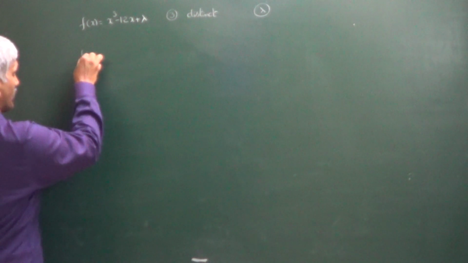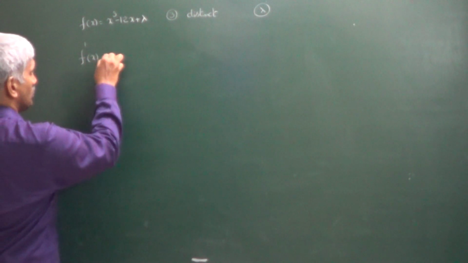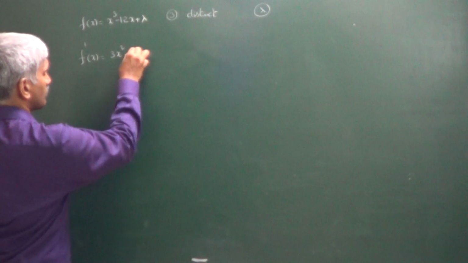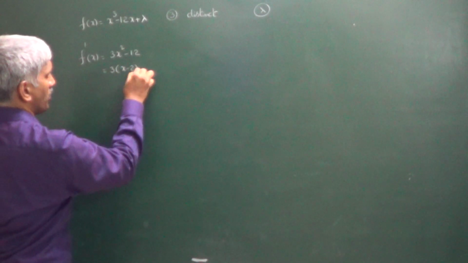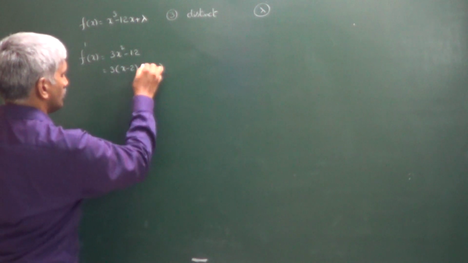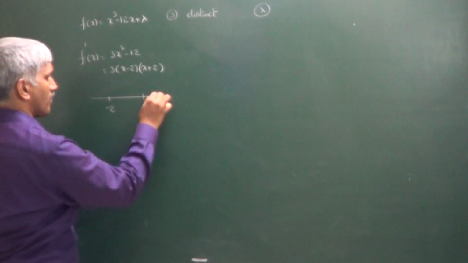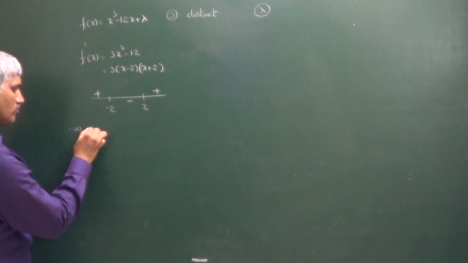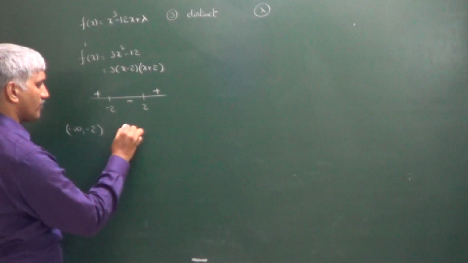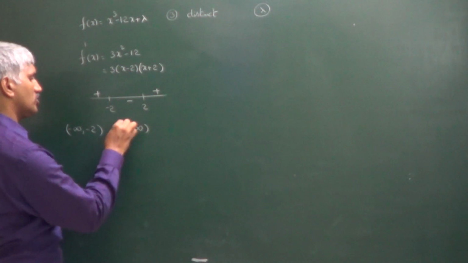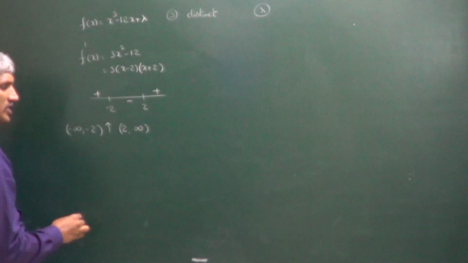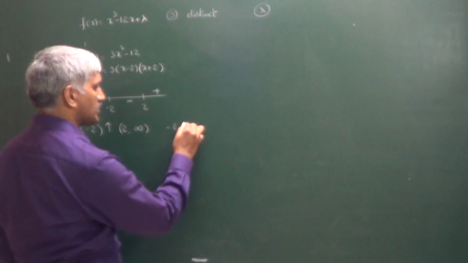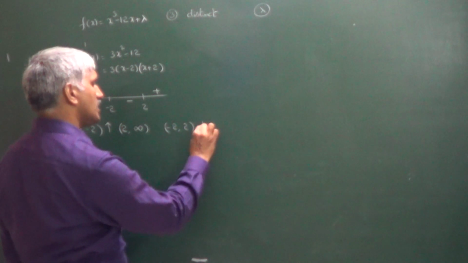Find out f dash of x. f dash of x equals 3x square minus 12, that is equal to 3 into x minus 2 into x plus 2. Now number line, this is equal to minus 2 and 2, plus minus plus, right? So from minus infinity to minus 2, and again from 2 to infinity, no doubt the function is an increasing function. At the same time, between minus 2 comma 2, the function is a decreasing function.